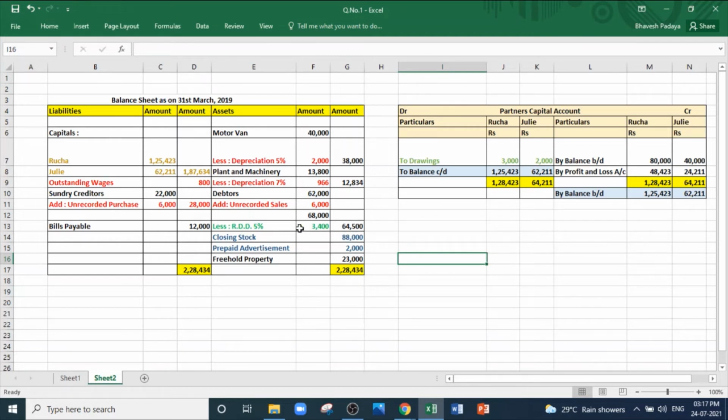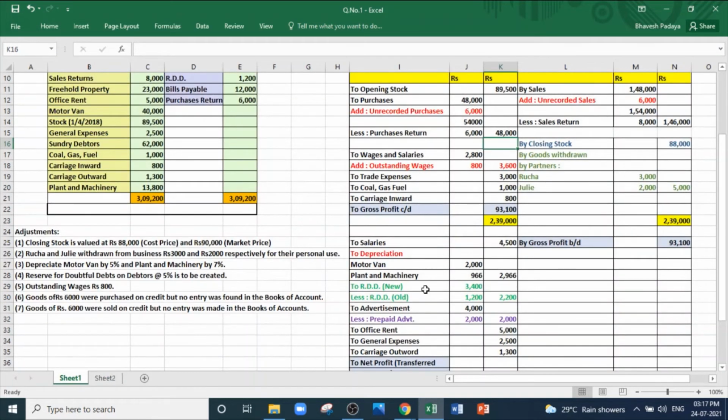This 3,400 is your loss. So it will be coming over here. This is the old RDD which was in the trial balance 1,200, which is reduced. The total RDD is 2,200 for the current year.